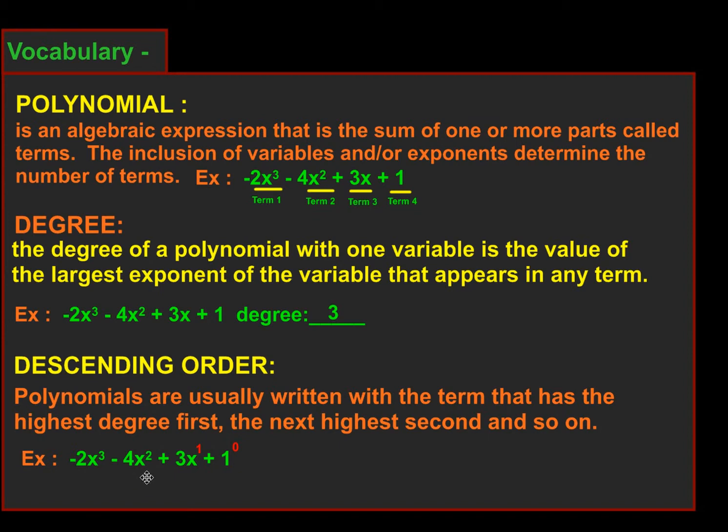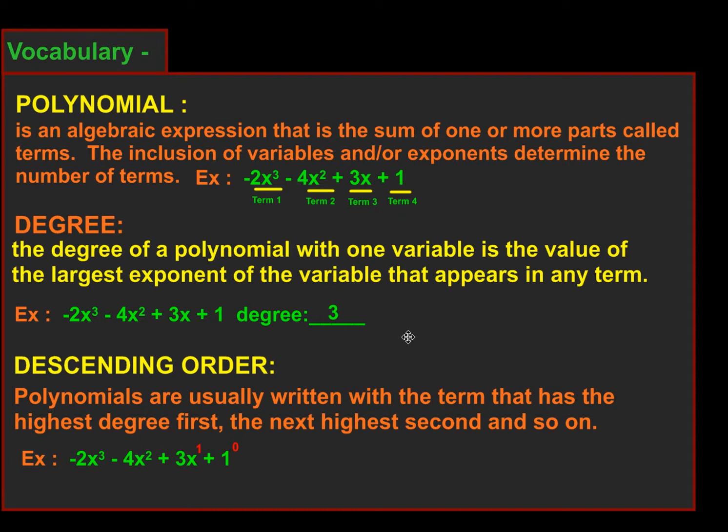So in the example, we have 2x to the third power, negative 2x to the third power, which is a term because the x and the 3 separate it from the other terms. We have negative 4x to the second power, which is a term. We have positive 3x, which is a term, and then we have 1 with no exponent, which is also a term.